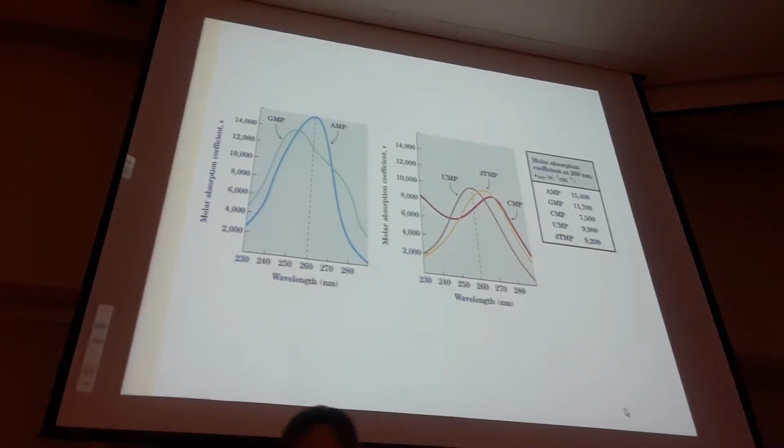And by convention, we use the wavelength of 260 nanometers, not 280, but 260 nanometers, to actually quantify DNA and RNA samples, nucleic acids, and also nucleotides and things like this. Okay? So that's something that you may want to keep in mind.